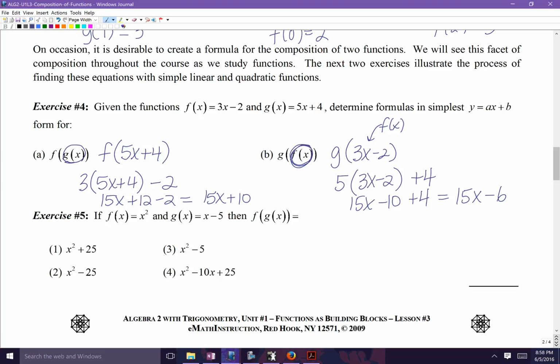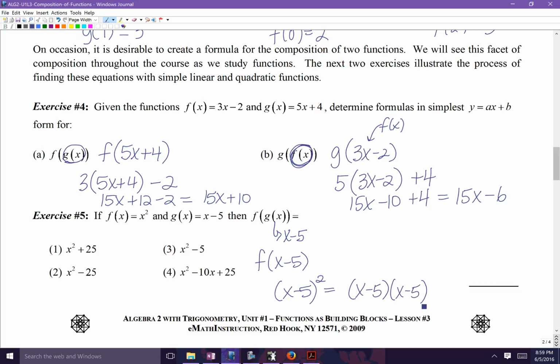And the last one. If f of x equals x squared, g of x equals x minus 5, then f of g of x equals. Same process. G of x has a value of x minus 5. So really, I'm evaluating the f function when x has a value of x minus 5. The f function says take your x value and square it. Well, in this case, my x value is x minus 5, and I'm going to square it. So this really means x minus 5 times x minus 5.